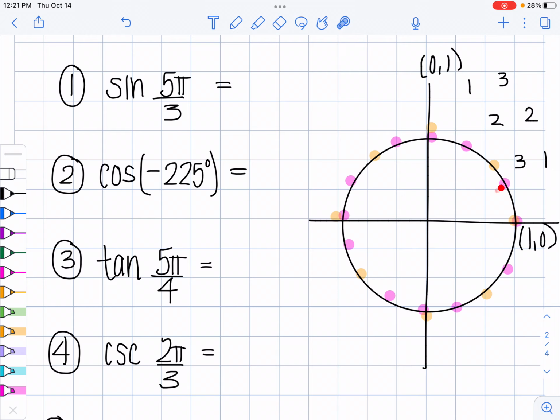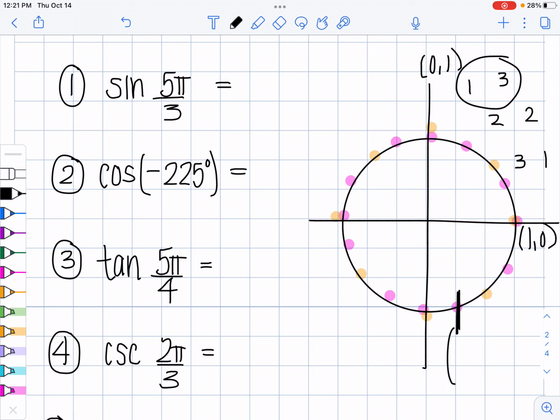Pi over 6, 2 pi over 6, 3 pi over 6, 4 pi over 6, 5 pi over 6, 6 pi over 6, 7 pi over 6, 8 pi over 6, 9 pi over 6. 10 pi over 6 is going to give me 5 pi over 3. So I'm here. This is where I'm at. So I'm going to use these points here.